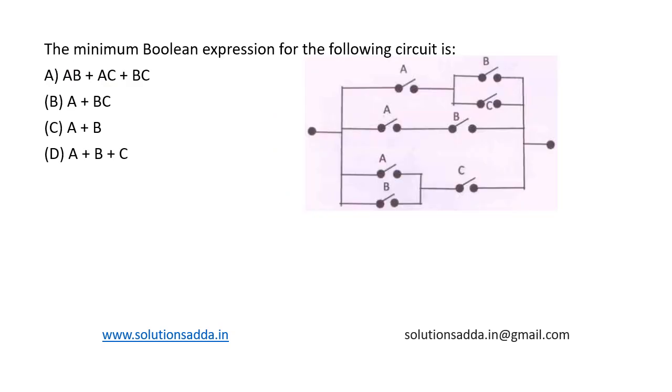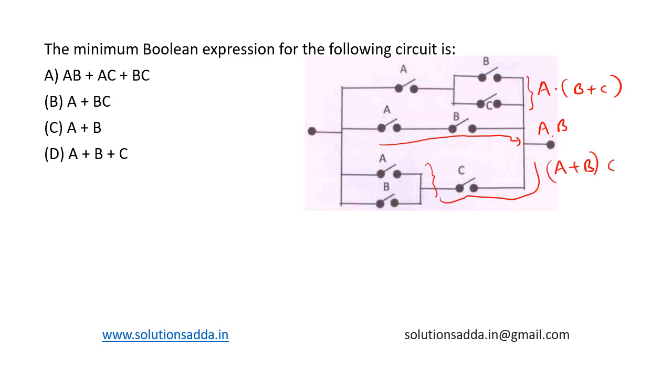This is a question from digital logic design. The minimum Boolean expression for the following circuit is, and 4 options are given. We need to consider the different paths through which current can flow in the circuit by making the circuit complete. So current can flow through this path and reach here. So it can be A followed by B plus C, or current can directly flow here and reach the output. That will be AB, or current can flow either through this and reach C and reach here. It will be A plus B followed by C.